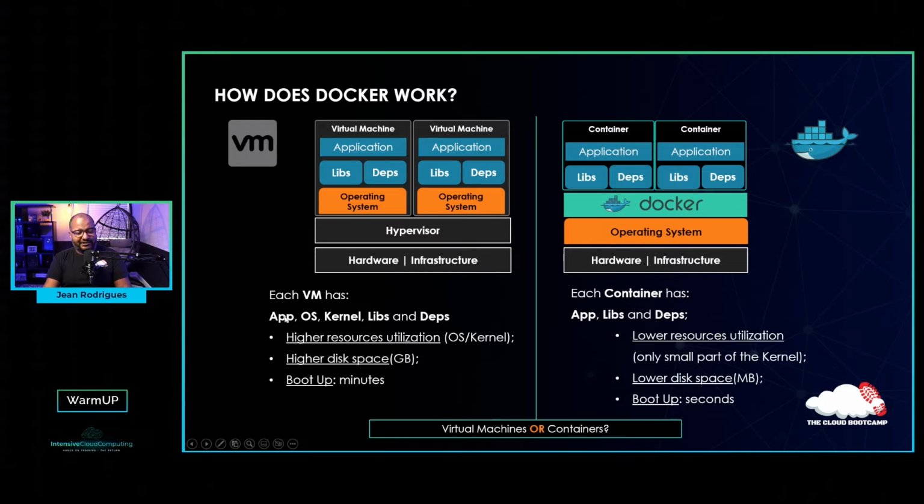Each virtual machine has the application, as I mentioned, the operating system, the kernel, the libraries, and the dependencies. It's going to have higher resource utilization, right? Because you have the operating system inside of the virtual machine. Same thing for the disk, because you need to have the operating system files on the disk as well. And then it usually boots up in minutes, because it needs to go through the process of booting up the operating system, initializing the drivers, and all of that.